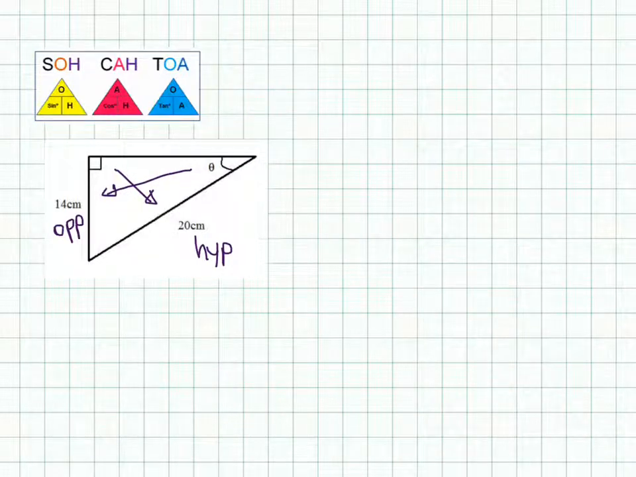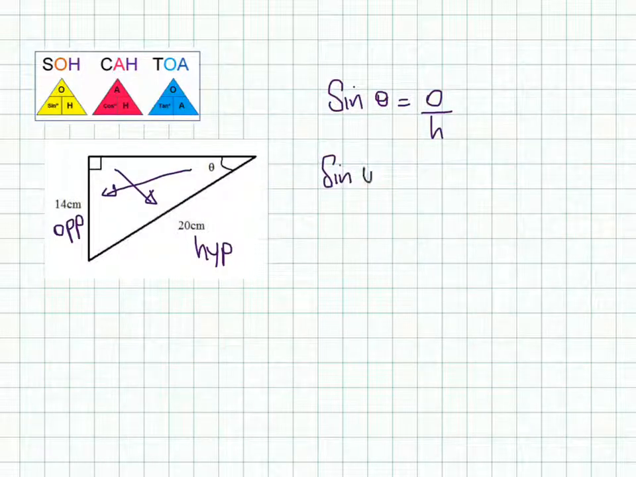Now, I have my opposite, I have my hypotenuse, and now I'm going to find the angle. Well, the trig ratio that deals with opposite and hypotenuse is sine. So sine of the angle is opposite over hypotenuse. The angle I don't know, sine of the angle is equal to opposite. The opposite is 14, the hypotenuse is 20, so it has to be 14 divided by 20.